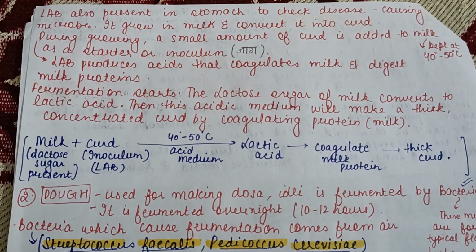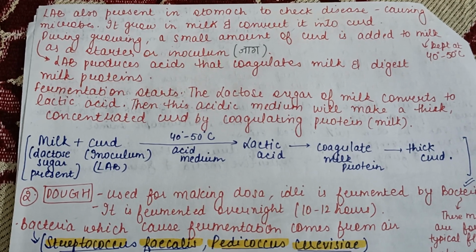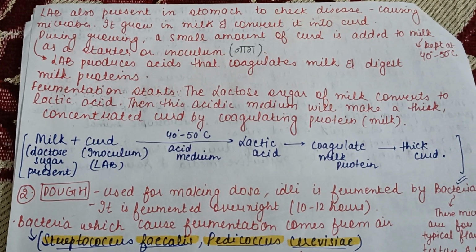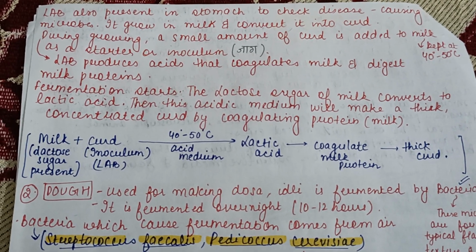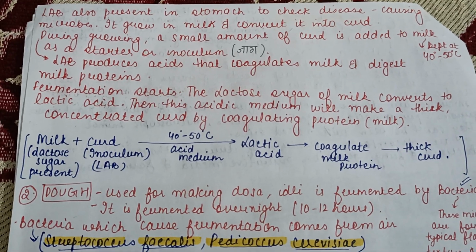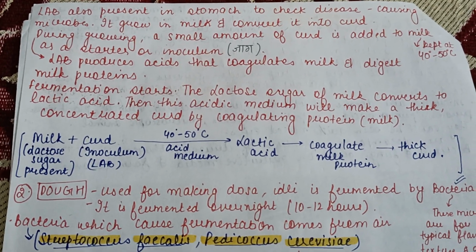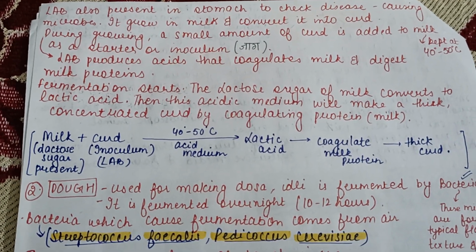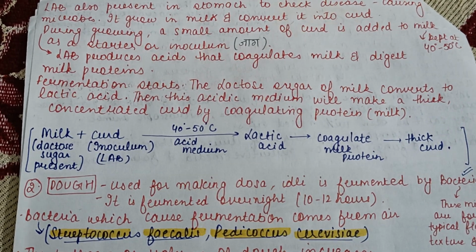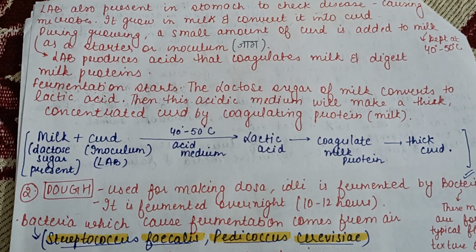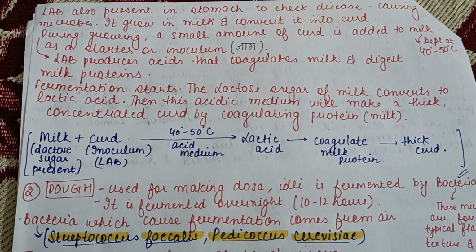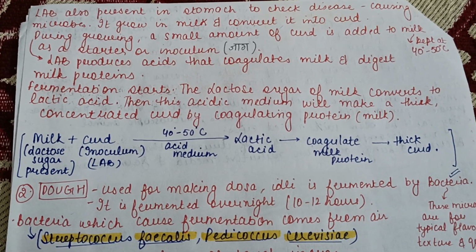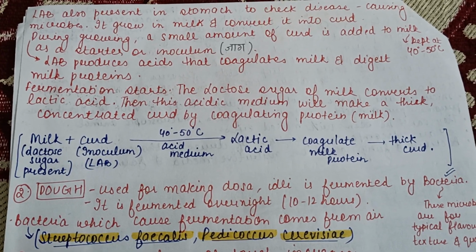During growing, a small amount of curd is added to the milk, which is kept at 40 to 50 degrees Celsius, as a starter or inoculum. Inoculum also means jaman in Hindi. Okay, means that when we have to make curd, we usually put a small amount of curd in the milk, and rest it overnight. Then LAB produces acids that coagulate milk and digest milk proteins.